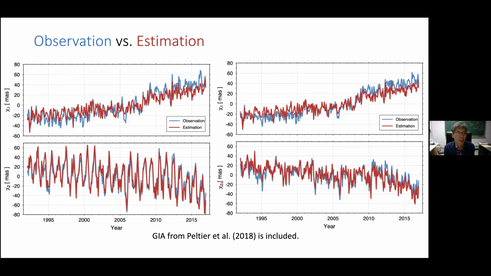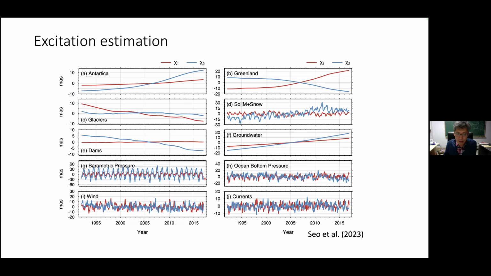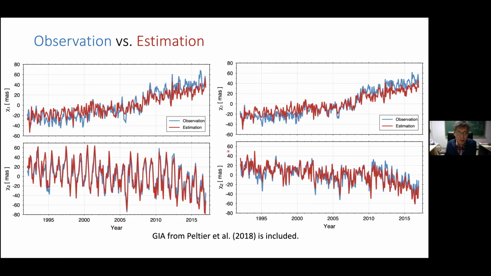Okay, this is the comparison between observation and estimation. If you look at the left panel first, this is Chi1, I mean X direction, and Y direction of polar motion. The blue line shows the observation, and the red line is the estimation. So the red line is actually the sum of these 10 different kinds of contributors. And after we remove the seasonal component, we have this variation. So I think it's not that bad. It's quite good actually. But we have some trend difference between observation and estimation in Chi1.